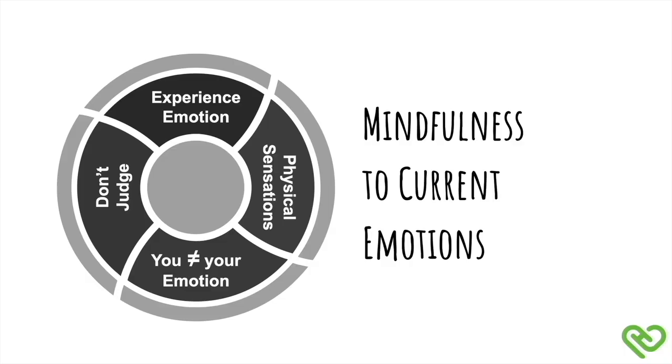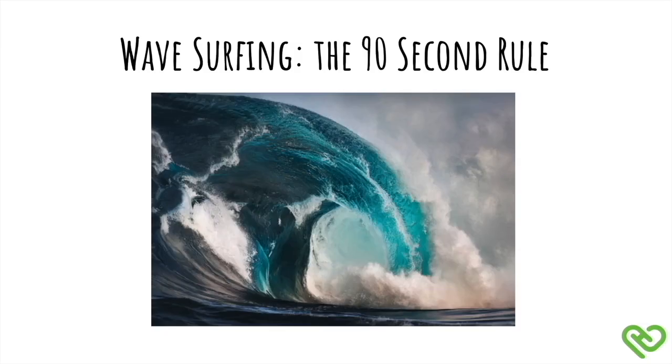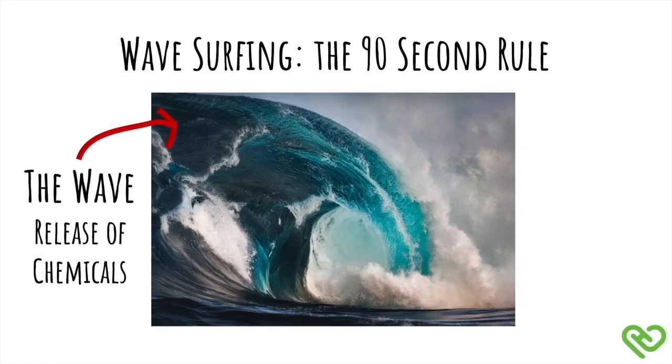When our emotions are strong, observing them is typically very uncomfortable for us. We can use wave surfing and the 90-second rule to manage the emotion. When we have a reaction to something, a brain circuit is triggered that releases chemicals in both our brain and our body. This is the wave.